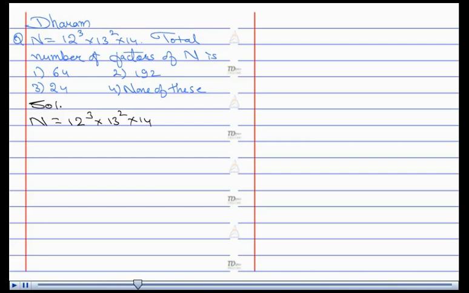We can further simplify this as a product of its prime factors. We can write n as 2 to the power 7 into 3 to the power 3 into 7 to the power 1 into 13 square.